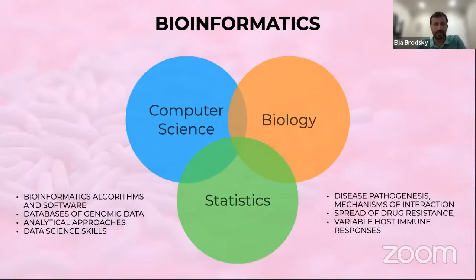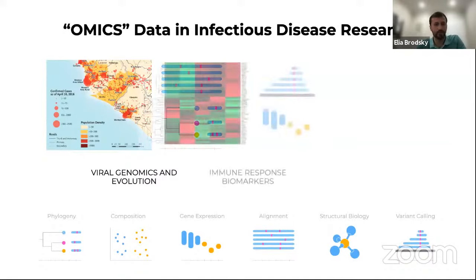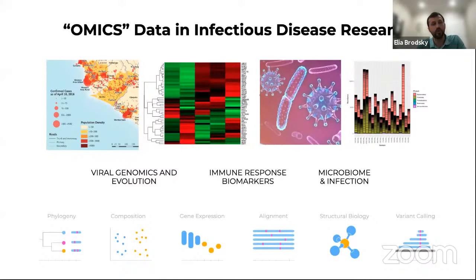And so as an example, we have here a few omics data in infectious disease research that I think we'll also cover in many of the sessions that we'll discuss, that will include an overview of viral genomics and evolution, immune response biomarkers, as well as an overview of the microbiome and its role in infection.